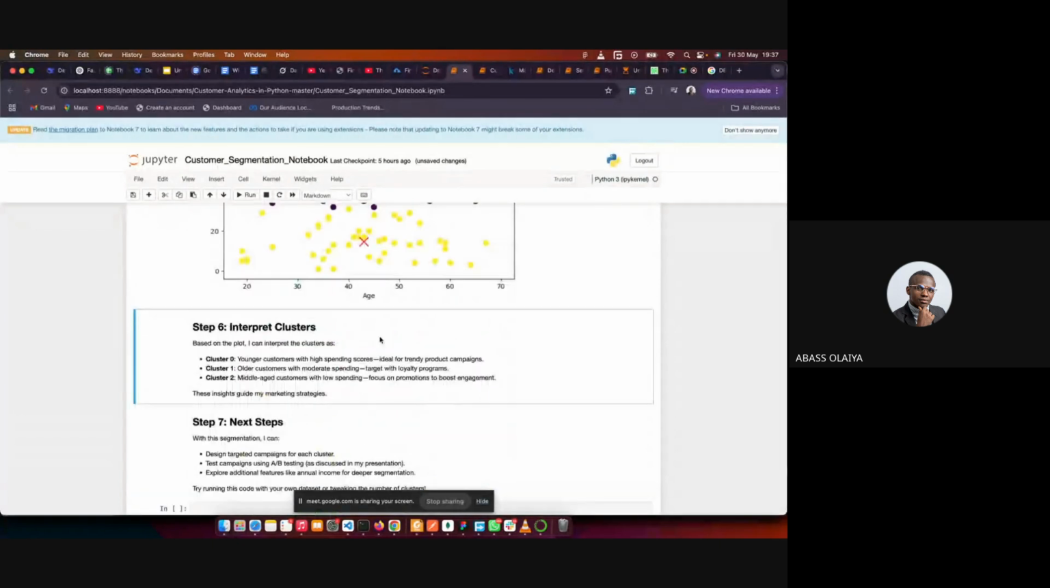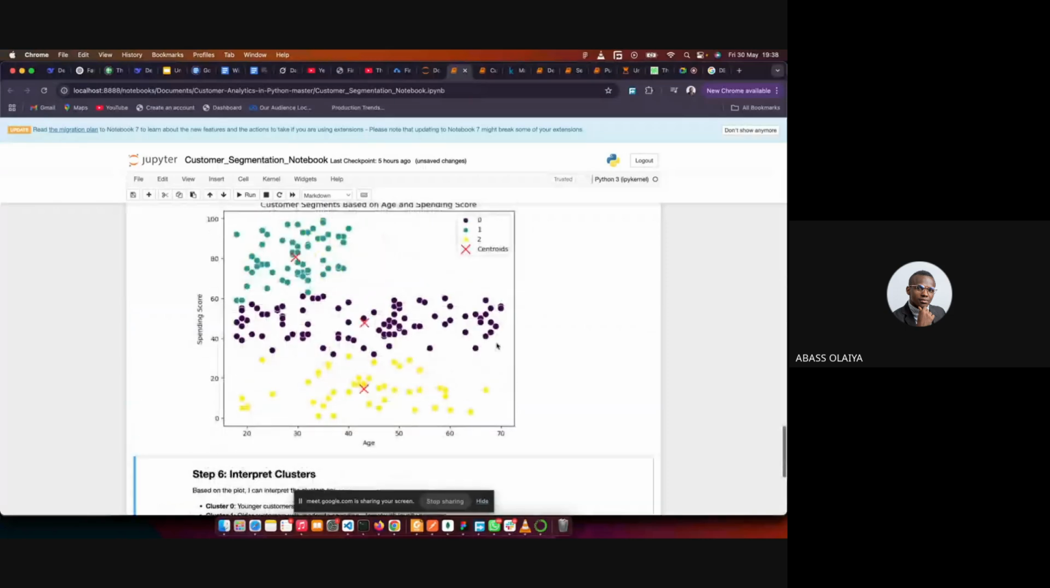So now the interpretation of my results. Basically what we have is cluster 0, younger customers with high spending score, ideal for trendy product campaign. Then cluster 1, older customers with moderate spending, target them with loyalty programs. So like our parents, you can target them with loyalty. Then middle-aged customers with lower spending, focus on promotion to boost their engagement. So that's basically what we are explaining here.